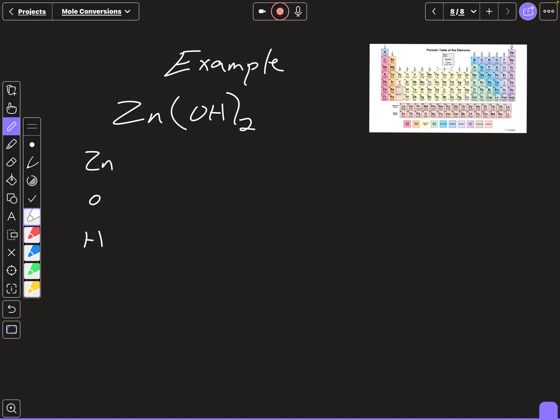Zinc, I have 1 atom of it. Oxygen, I have 1 on the inside of parentheses, 2 on the outside. I multiply, 2 atoms of oxygen. Hydrogen, I have 1 on the inside times 2 on the outside, gives me 2. What that means is if I have zinc, it's telling me I have 2 of these hydroxides. So I have 2 oxygens, 2 hydrogens that make that up. Alright, I'm going to multiply these numbers of atoms by their atomic masses. I get those from the periodic table.